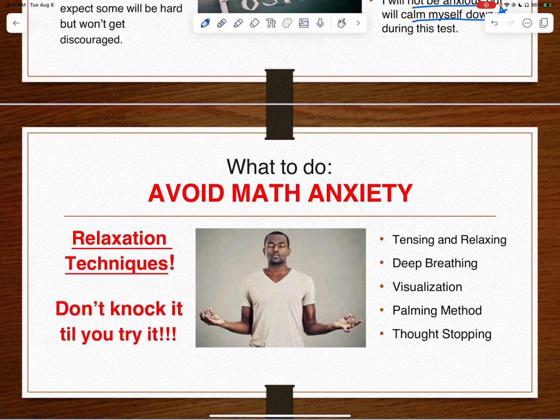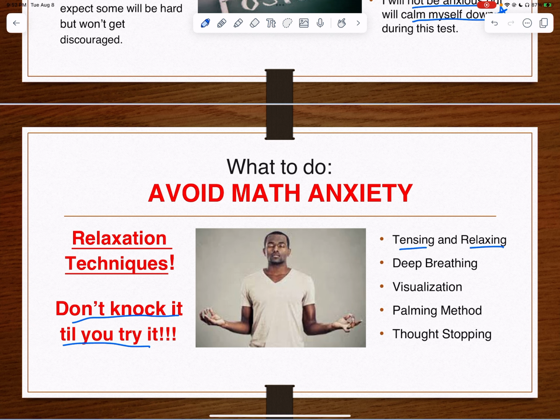But for the rest of us, here are some relaxation techniques. Some of them are wonky, and you're going to think I'm weird, but do not knock it till you try it. I'm just telling you. Okay, so the first one's called tensing and relaxing. Tensing and relaxing is exactly what it sounds like.